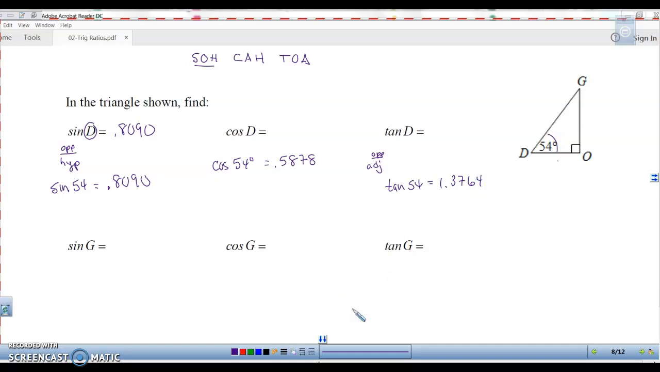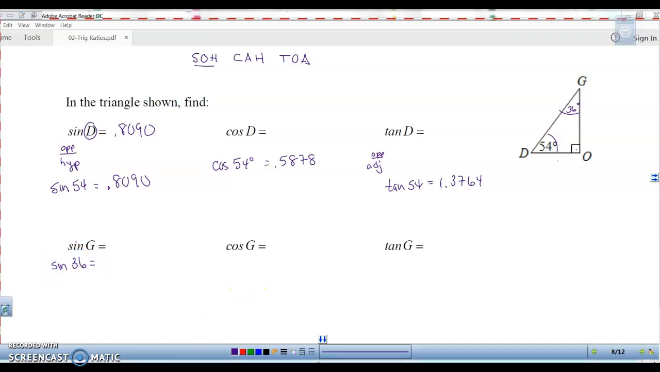All right, now let's find also sine, cosine, and tangent of angle G. Well, think about this. This is a right triangle. So if this is a triangle, there's 180 degrees in this triangle. This one angle's 90, this one's 54. What does that leave for this angle over here? It's going to be 36. Add these three up, they should add up to 180. So when we say the sine of G, we're actually looking for the sine of 36.